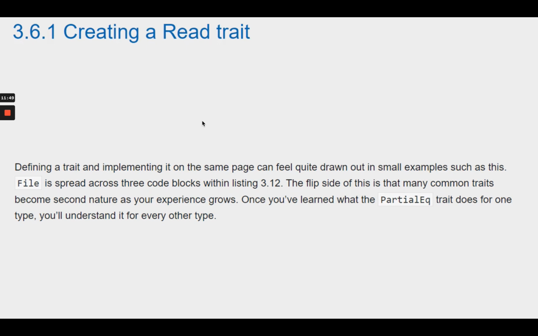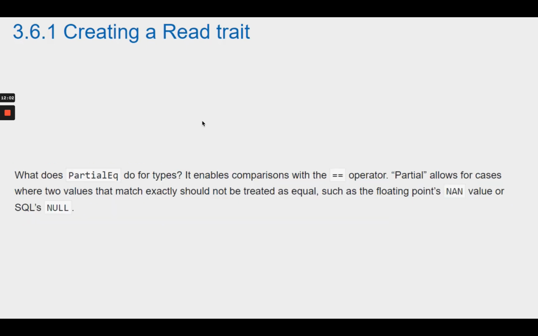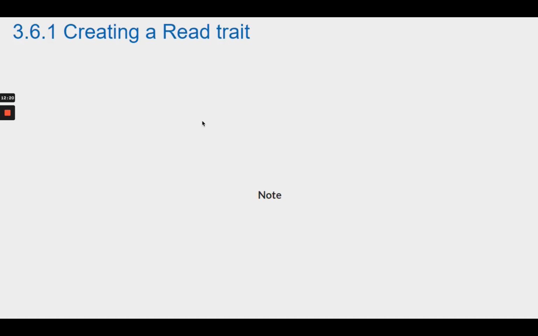The flip side of this is that many common traits become second nature as your experience grows. Once you've learned what the PartialEq trait does for one type, you'll understand it for every other type. What does PartialEq do for types? It enables comparisons with the equals operator. Partial allows for cases where two values that match exactly should not be treated as equal, such as the floating point's NaN value or SQL's NULL.